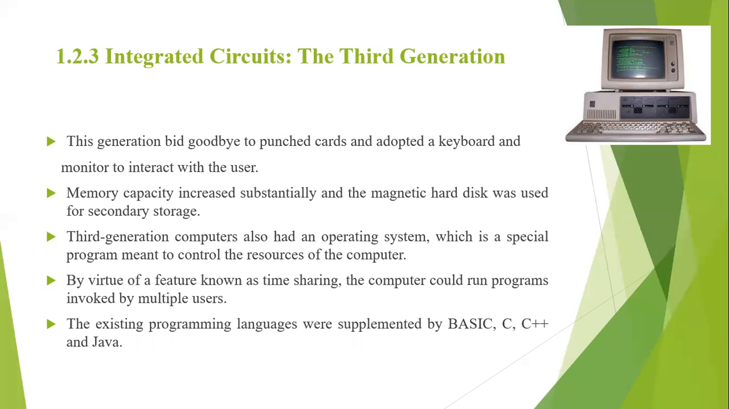Third generation computers also had an operating system, which is a special program meant to control the resources of the computer. It's an interface between the user and the hardware. Probably you have seen the Windows operating system. Linux is an operating system. It's system software which sits between the user and the hardware of the system. With the assistance of the operating system, you can interact with the hardware.